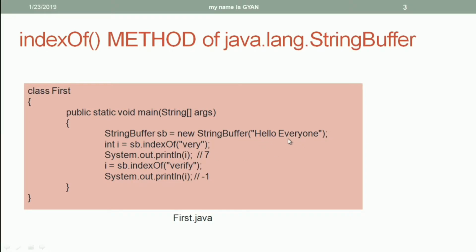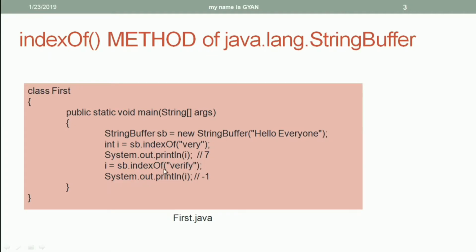The substring very starts from this index. You can check here: the index is 0, 1, 2, 3, 4, 5, 6 and 7. There is one space, so V is at index number 7. That's how the integer 7 is returned by the method indexOf, which is stored in the integer variable I of type int. When we print the integer variable I, it will print 7.